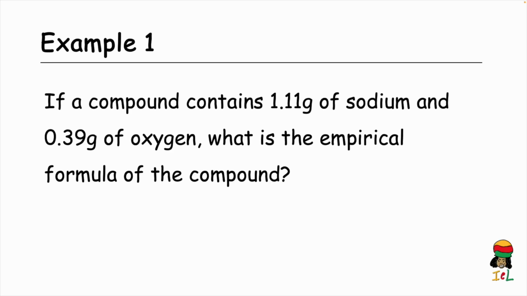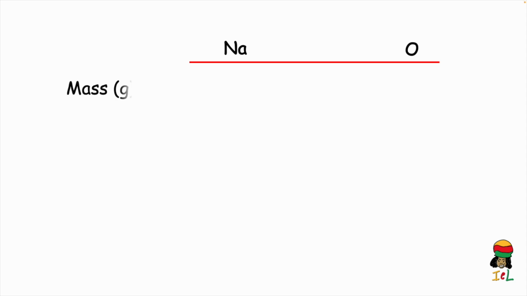Example 1. If a compound contains 1.11 grams of sodium and 0.39 grams of oxygen, what is the empirical formula of the compound? The first step involves recording the symbols of the elements stated in the question. In this question, it is Na for sodium and O for oxygen. Step 2 involves recording the mass in grams for each element, and we record those masses below the symbols. For sodium, it's 1.11 grams, and for oxygen, 0.39 grams.